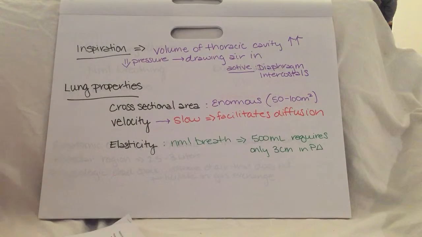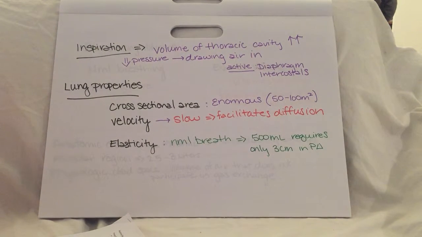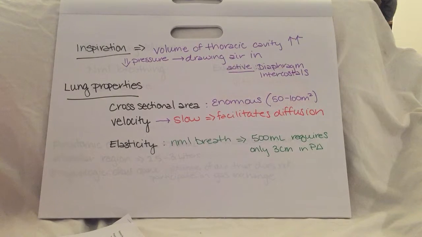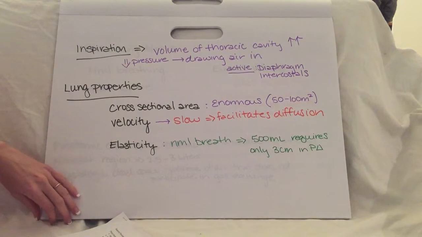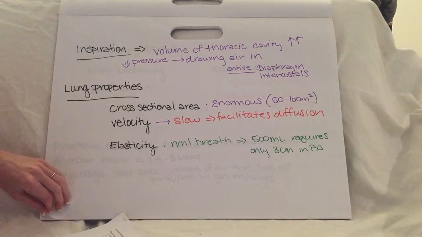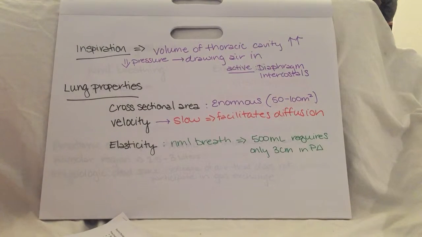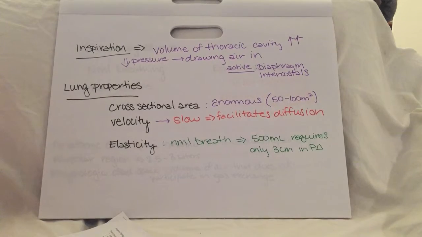The other important part of breathing mechanics is that the lung is elastic and passively returns to its pre-inspiratory volume without additional effort. In fact, the lung is so elastic that a normal breath of 500 mLs only requires a 3 centimeter difference in pressures.